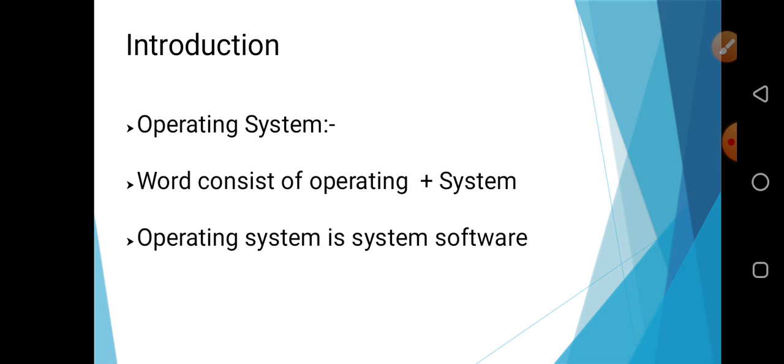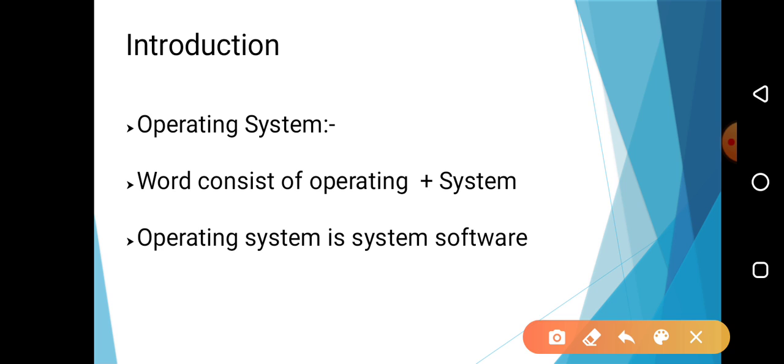So let's start with the introduction of the operating system. Can you imagine your mobile phone without Android or without iOS, those who are using iPhone? Or can you imagine your laptop, your desktop without Windows, without Linux, without Ubuntu? The answer is definitely no. Why? Because without this, you can't even start or use your computer system or mobile phone. So these are the examples of operating system. These all are required to interact with your system.